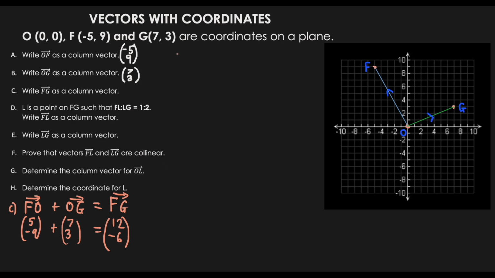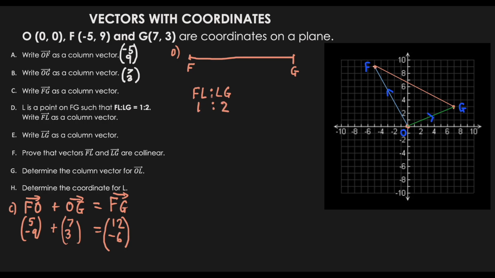Alright, so let's look at part D. So part D here, it says L is a point on FG such that FL to LG would be equal to 1 to 2. So what we're saying here is that we have a line F to G. So here is F and here is G. Now somewhere along this line, the point L would be located along that line. Now, how do we know where L is? Well, they gave us a ratio. So they're saying that FL to LG can be represented as 1 to 2.